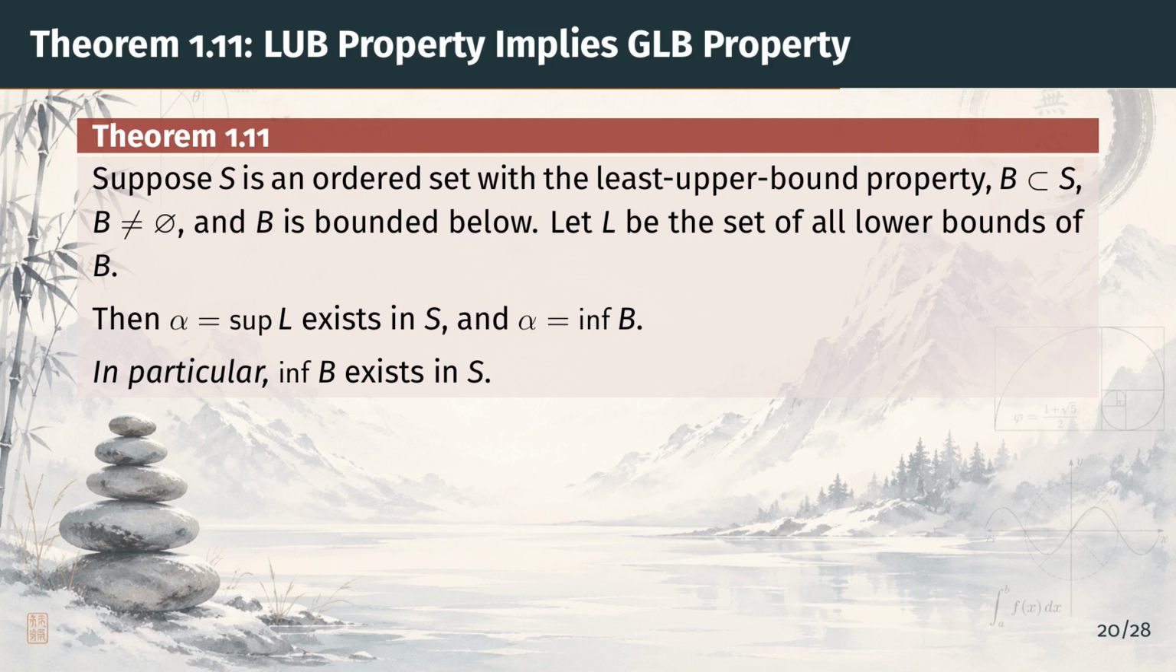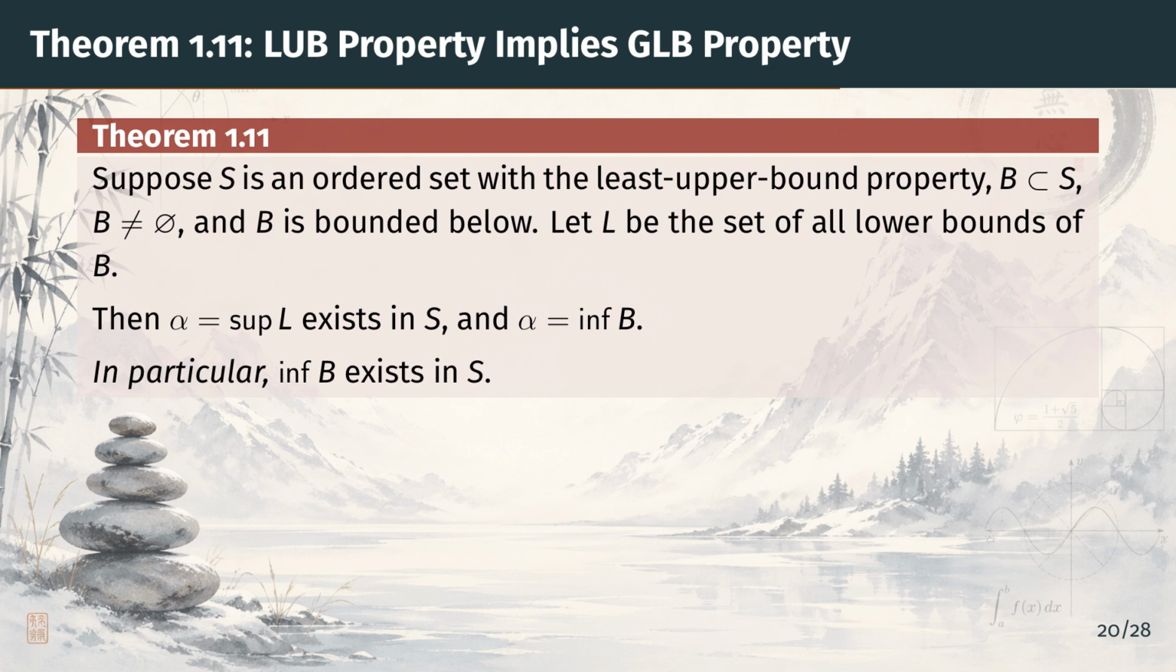Here is Theorem 1.11, which establishes a beautiful connection. If an ordered set S has the least upper bound property, then it also has the greatest lower bound property. More precisely, if B is a non-empty subset of S that is bounded below, and L is the set of all lower bounds of B, then the supremum of L exists and equals the infimum of B. This means we get greatest lower bounds for free once we have least upper bounds.